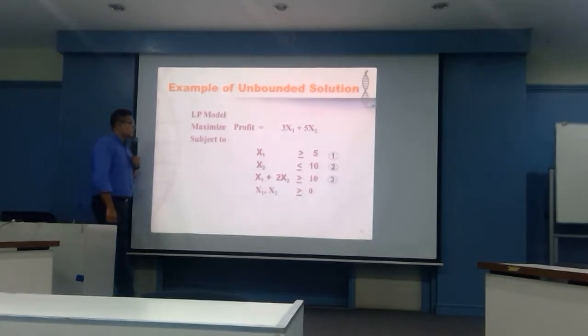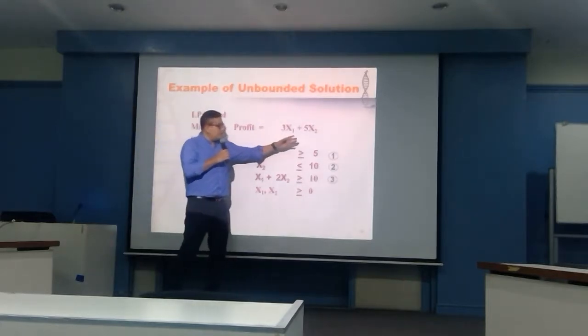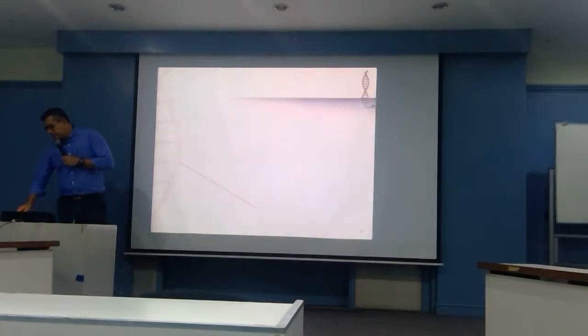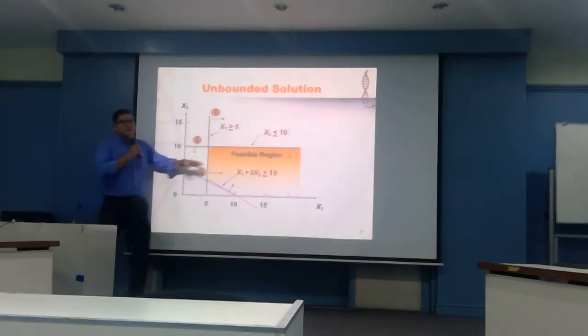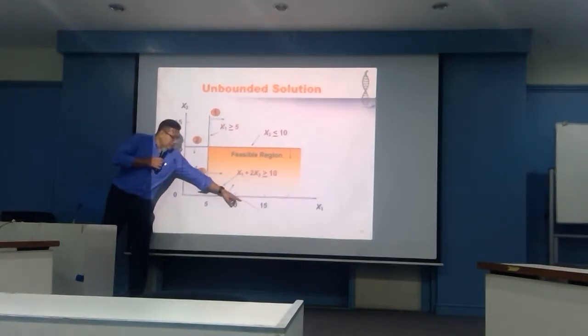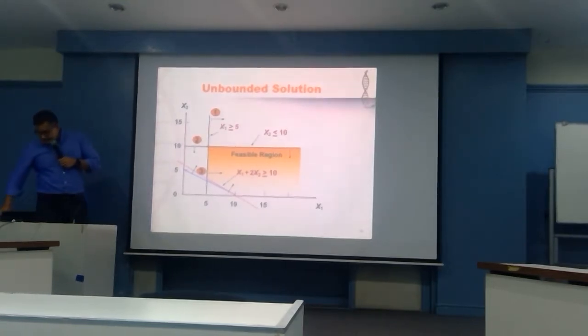we call unbounded solution. Look at this example. We have the maximization 3x1 plus 5x2. We do have 3 constraints as well. Then I try to solve it: drawing the graph of all constraints, shading the feasible area, assuming some value, and drawing the isoprofit line. The dashed line, the red one, is my isoprofit line, right?